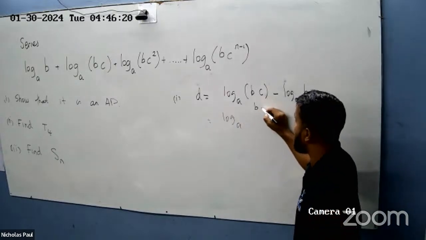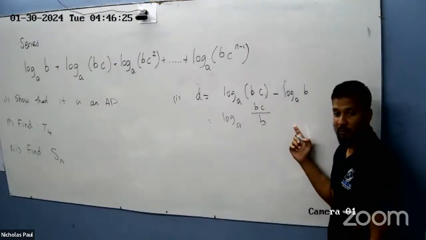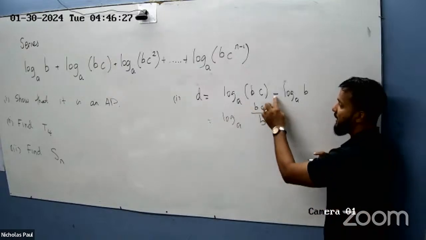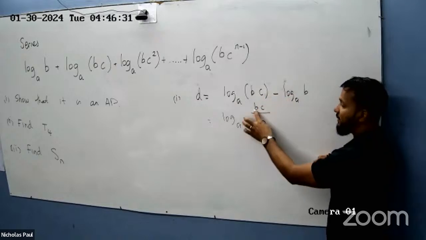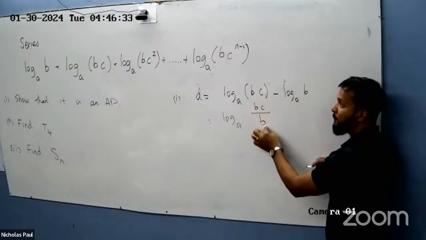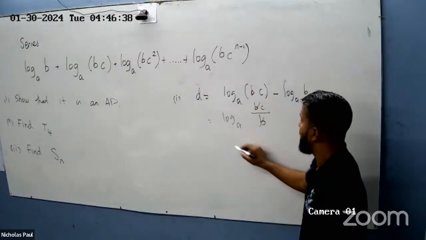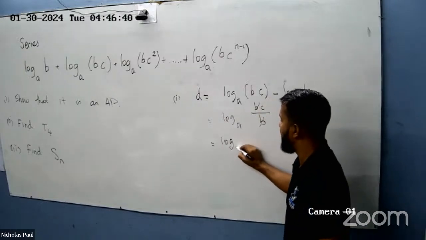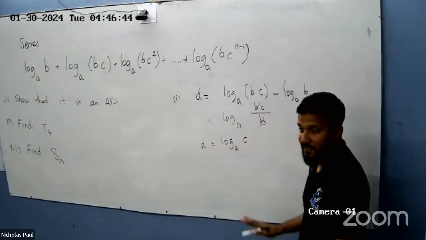That's very good, Taylor. You applied log rules here. Recognize that? Same base, minus, so therefore you can divide. And what will happen here? The B's will cancel, and you will end up with log to the base A of C. That is your D. That's it.